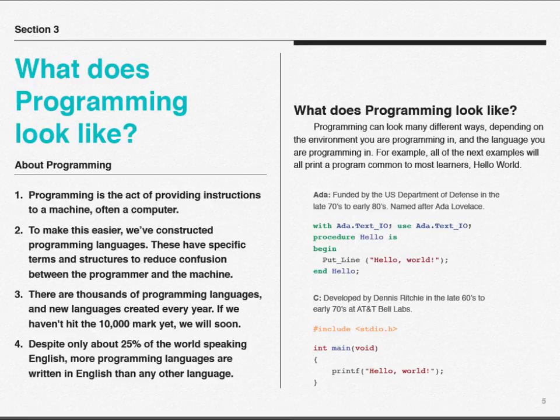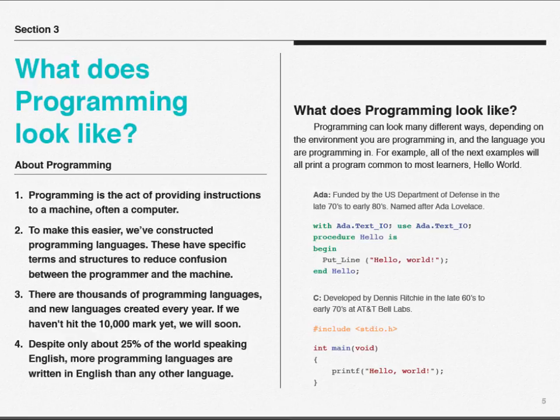Over the next few pages in here, I have some different examples of how to write Hello World in different programming languages. Some of them will look very similar, some of them not so much. So the first language here, Ada, which was actually named after Ada Lovelace, was funded by the U.S. Department of Defense in the late 70s to early 80s. You can see here to write Hello World takes 5 lines of code.